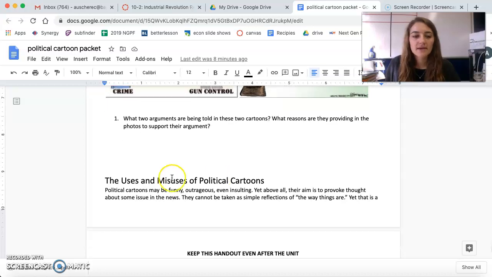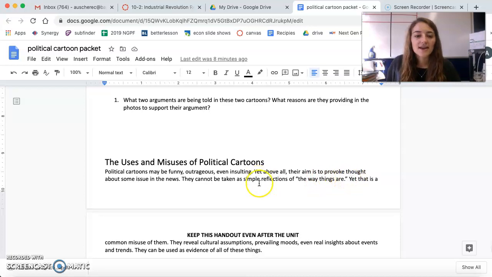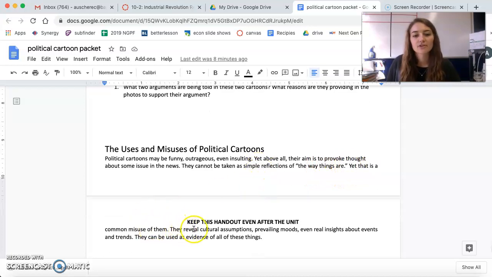The last point I wanted to make was political cartoons may be funny, outrageous, even insulting. Yet above all, their aim is to provoke thought about some issue in the news. They cannot be taken as simple reflections of the way things are, yet that is a common misuse of them. They reveal cultural assumptions, prevailing moods, even real insights about events and trends. They can be used as evidence of all of these things.